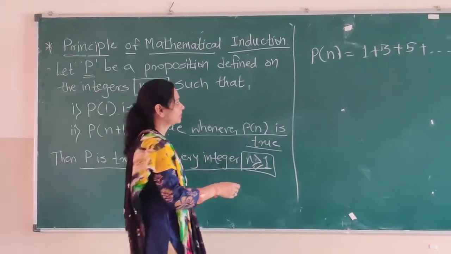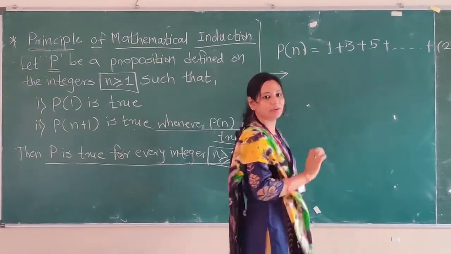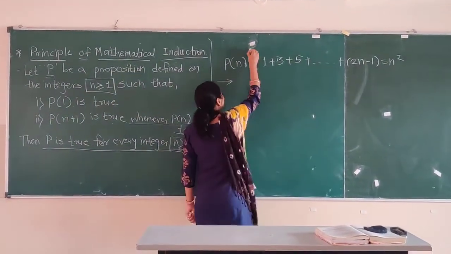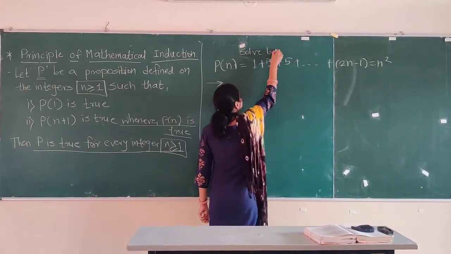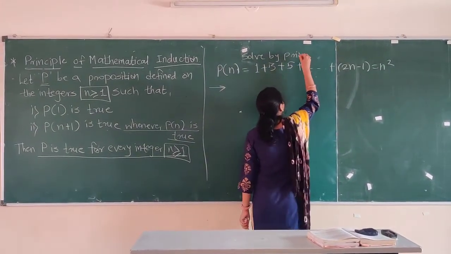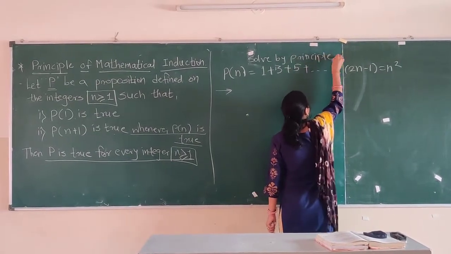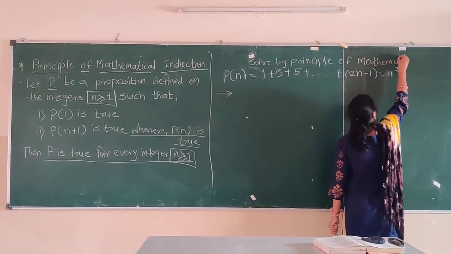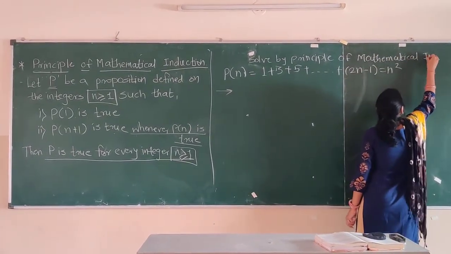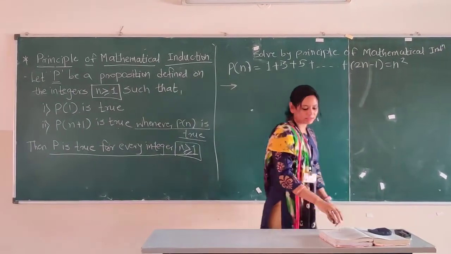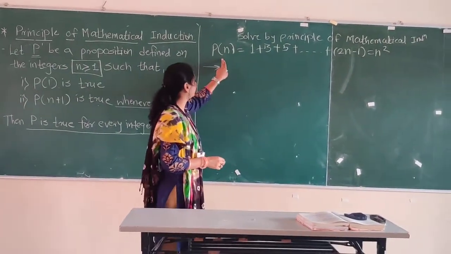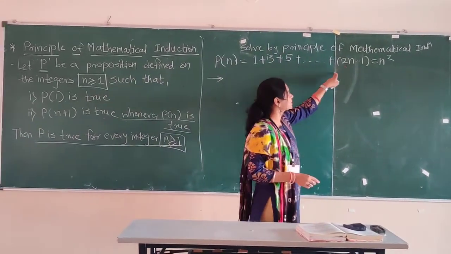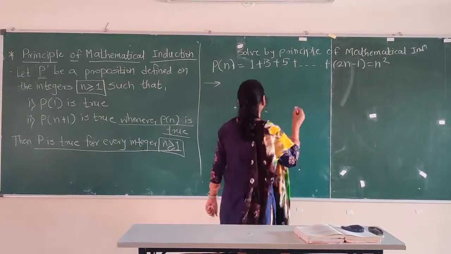Now we will see how. Suppose we have this particular example where the problem will be asked as solve by principle of mathematical induction. This is the particular example: P of n, the proposition, is 1 plus 3 plus 5 plus up to 2n minus 1 is equal to n square.